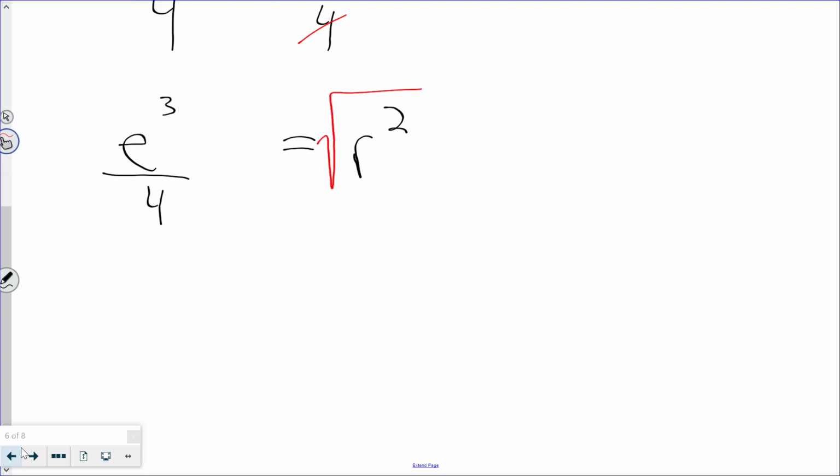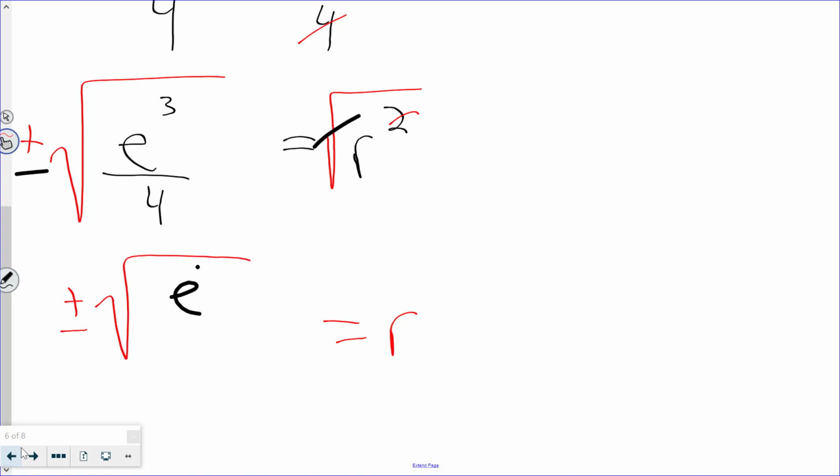So you'll take the square root there, and we'll take the square root there. Plus or minus, exactly. So now r is isolated. And we have plus or minus radical e to the third over 4. Once r is isolated, throw this into your calculator.